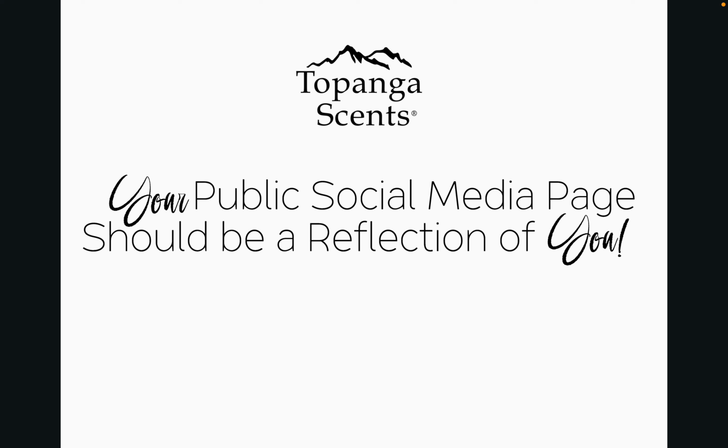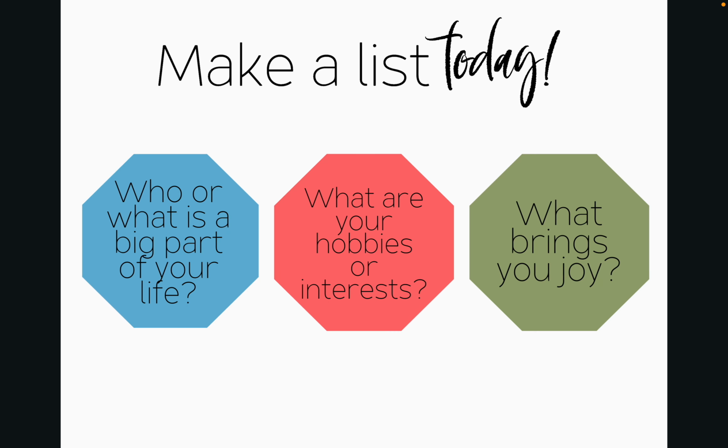Something to remember is that your public social media page should be a reflection of you. One way to help you do this is to make a list today. Some things to think about when you make your list are who or what is a big part of your life. Think about what things are your interests and your hobbies, and also think about the things that bring you joy.